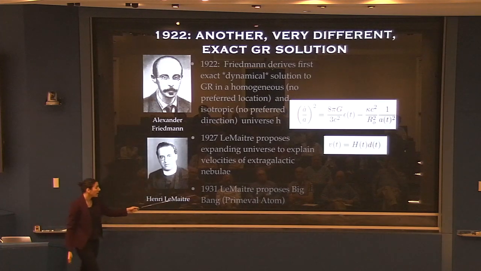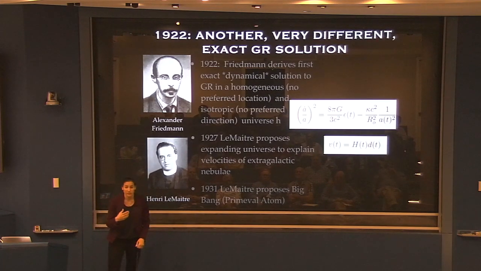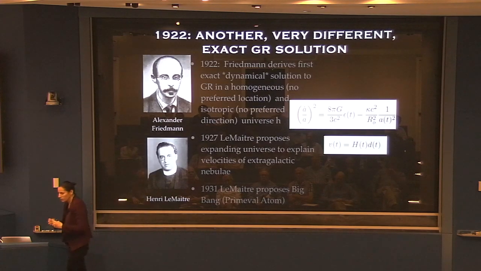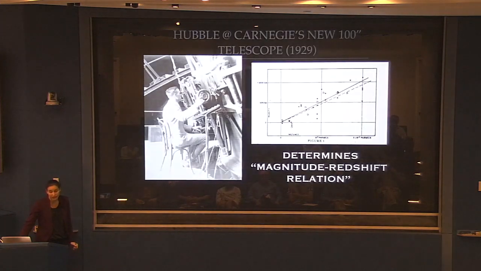In 1931, I should say, Lemaitre proposes the Big Bang. This is this primeval atom theory, which is just extremely prescient. He's thinking about, I've got this solution. The solution is dynamical. It's either expanding or contracting. He sees these velocities are expanding, and he's thinking, OK, what does this actually mean? So just really following the mathematics, but with a sense of what the observational state of play is.